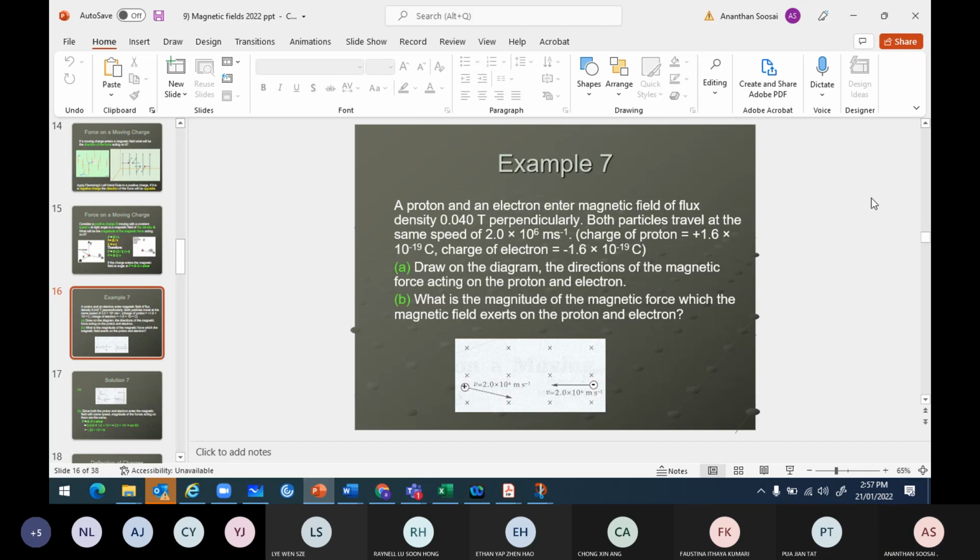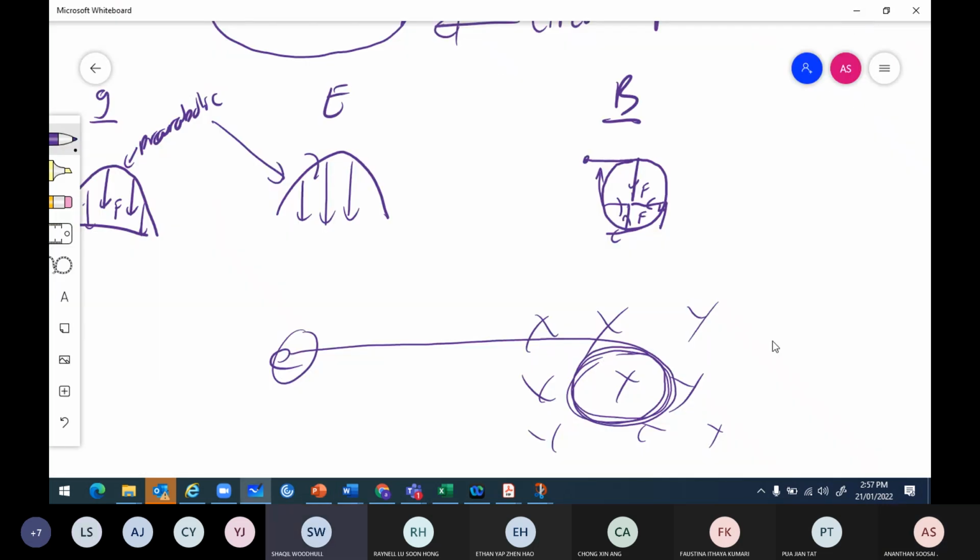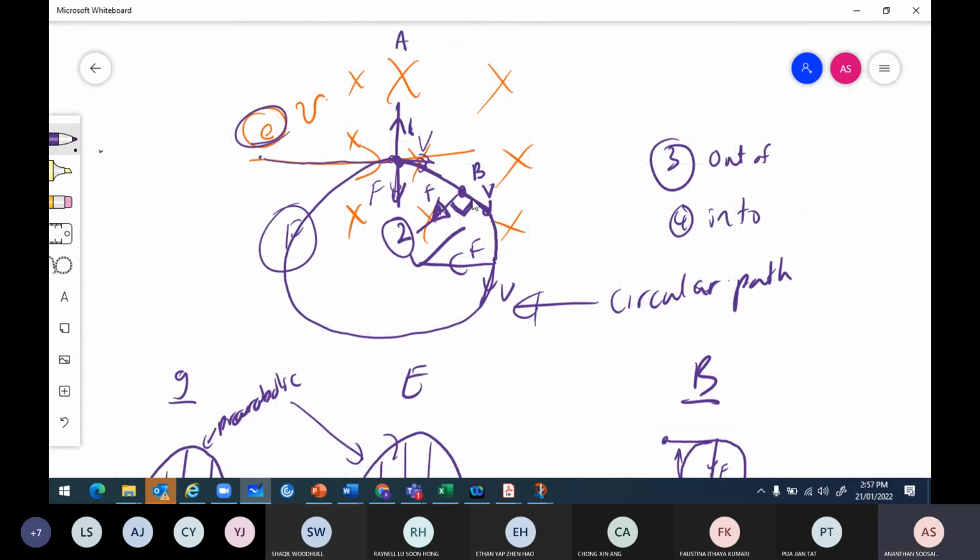Sir, can you repeat why the force is acting to the center? Okay, you see this diagram just now? At the point A, you told me the force is downwards, right? You go to B now. Okay, I go to another point, C. The particle is going down. Use your Fleming left-hand rule and check where your force is. The electron is going down at C.